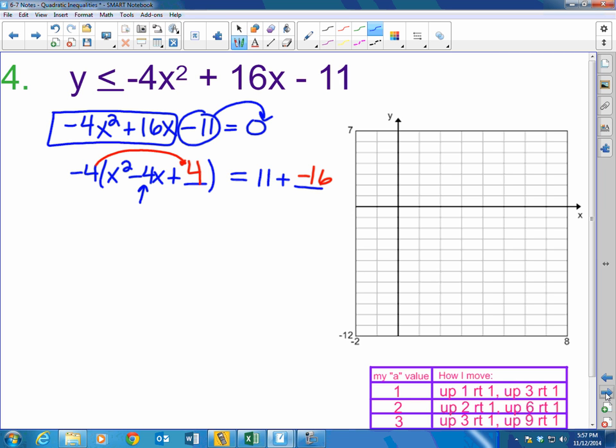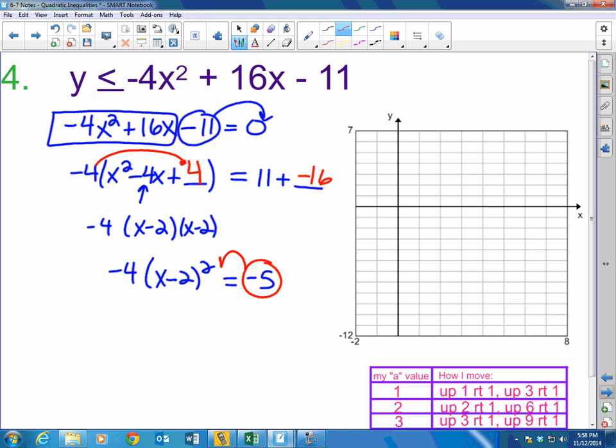Okay. And now, for those of you that need to see it, this factors as x minus 2 times x minus 2, which of course you can rewrite as x minus 2 squared. And then on the right side, 11 plus -16 is -5. And then I'm going to take this and move it back to the other side. When I move it back to the other side, it will be +5. And then I'm going to remember that this is an inequality, and I'm going to bring this down. Okay? So here we go.